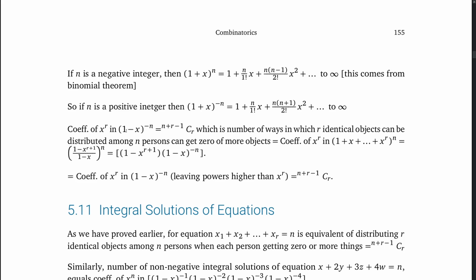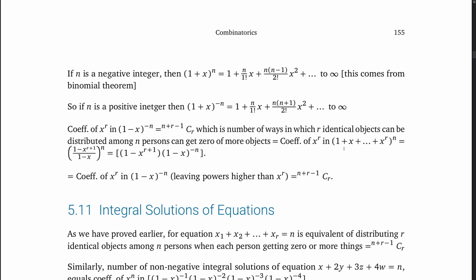The coefficient of x to the power r in (1 - x)^(-n) is (n + r - 1)Cr, which is the number of ways in which r identical objects can be distributed among n persons, where each person can get 0 or more objects.